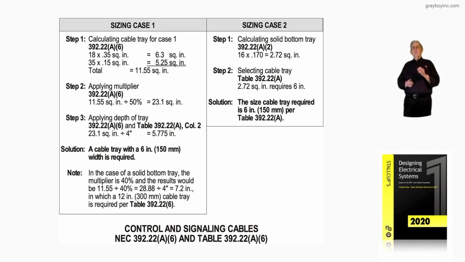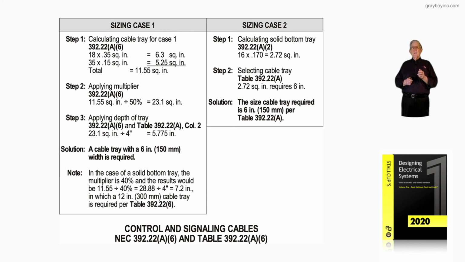Now we're moving into step 2, and I believe these are control type circuits. Now notice here that we're using a solid bottom tray. So step 1, we have 16 times 0.170 would equal to 2.72. And then selecting the cable tray, we are referred from 392.22(A)(2) to Table 392.22(A), and the 2.72 square inch area would require a 6 inch tray.